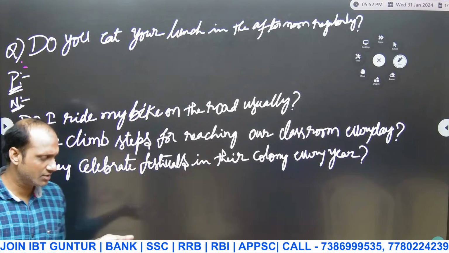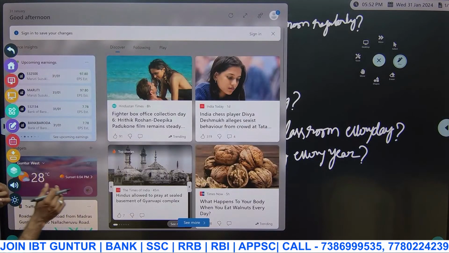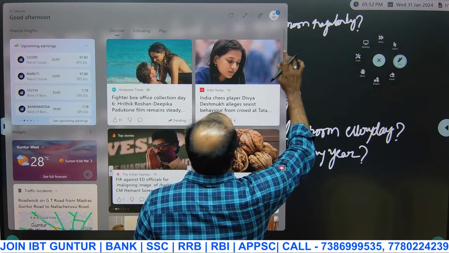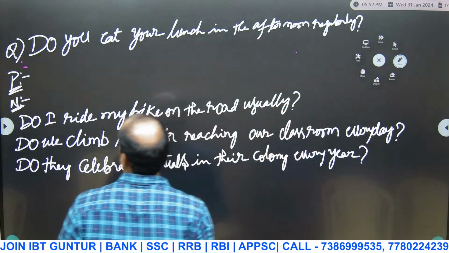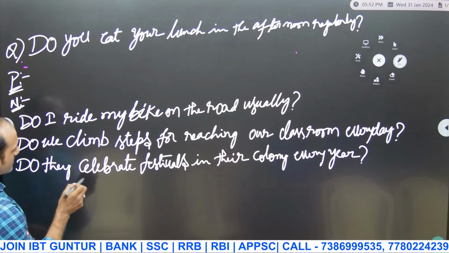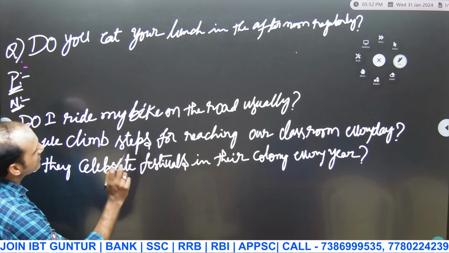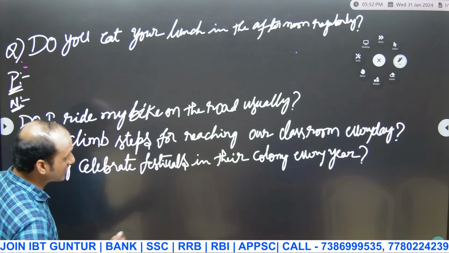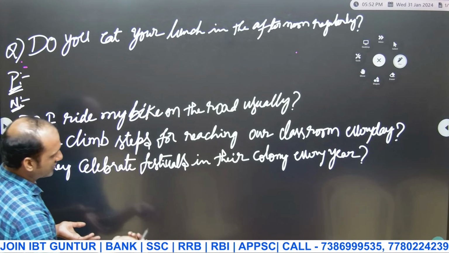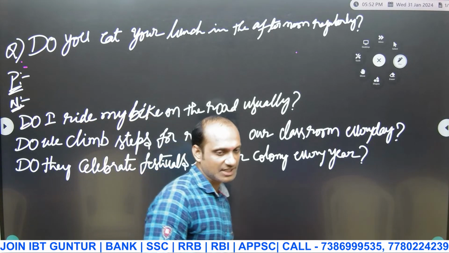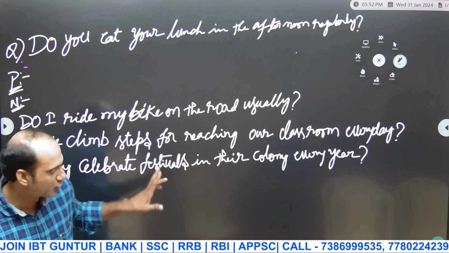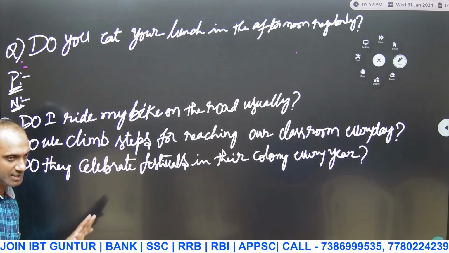If they celebrate, we have to say that they celebrate. Oh, okay, no problem. Do they celebrate festivals in their colony every year? They celebrate festivals in their colony every year. If they don't, they don't celebrate festivals in their colony every year. That's it. If you have got an idea about framing questions with do, we are going to start does in the next session.